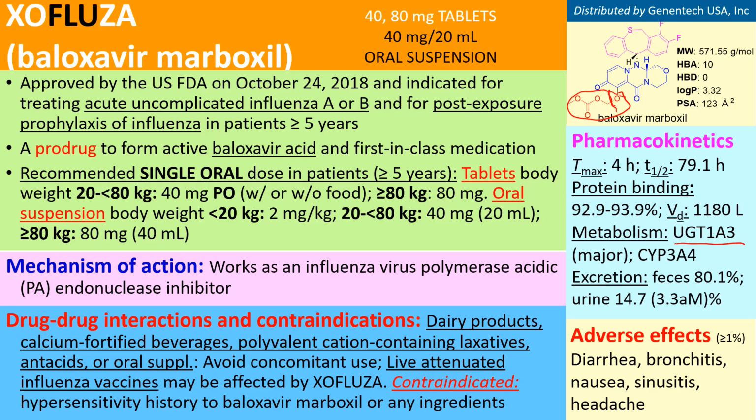Excretion in the feces 80.1%, in the urine 14.7%, but 3.3% as active metabolites. So the active metabolite is the baloxavir acid, with the prodrug hydrolyzed to this acid.